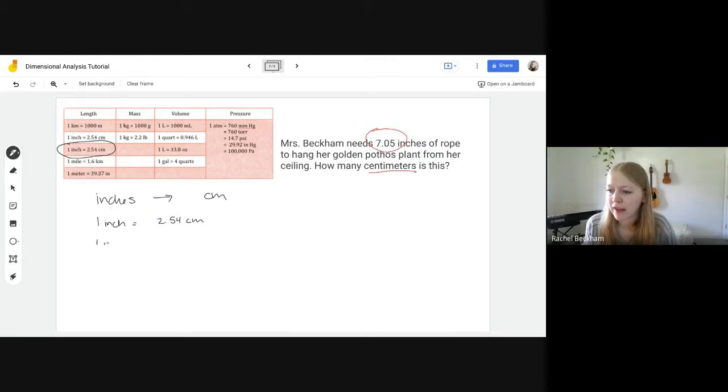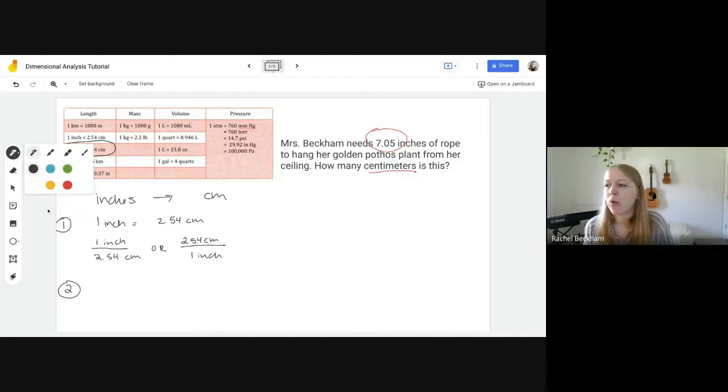So I could write that like this. Or what do you think I could write it as? What else? I could write it like this, flipped, right? Either way makes sense. So I have that written down now. This is my relationship. And now that's kind of like step 1. Step 2 is to actually perform the math problem. So we're going to write down what we start with. So we are starting with 7.05 inches, right, of rope.